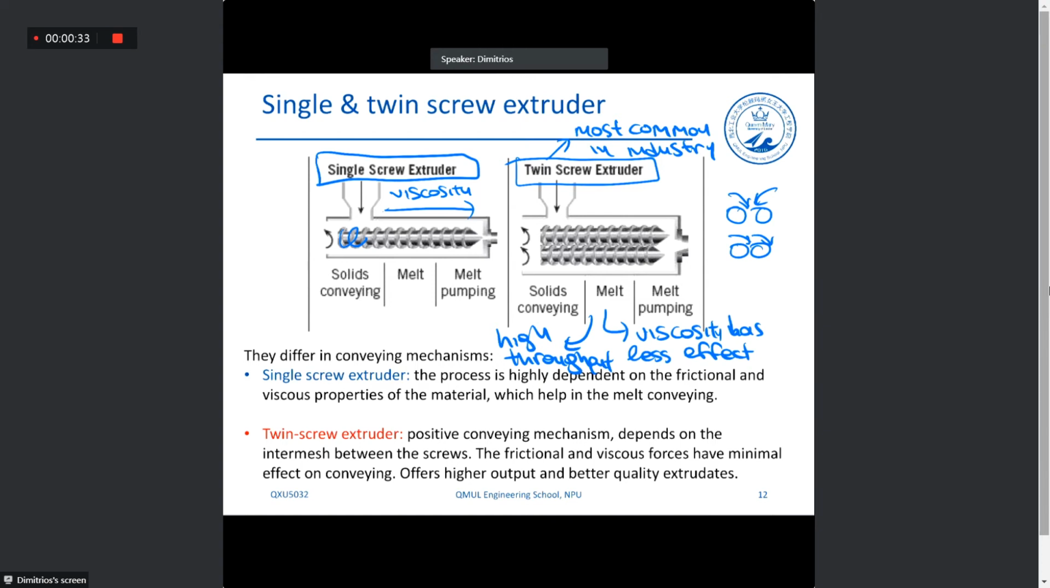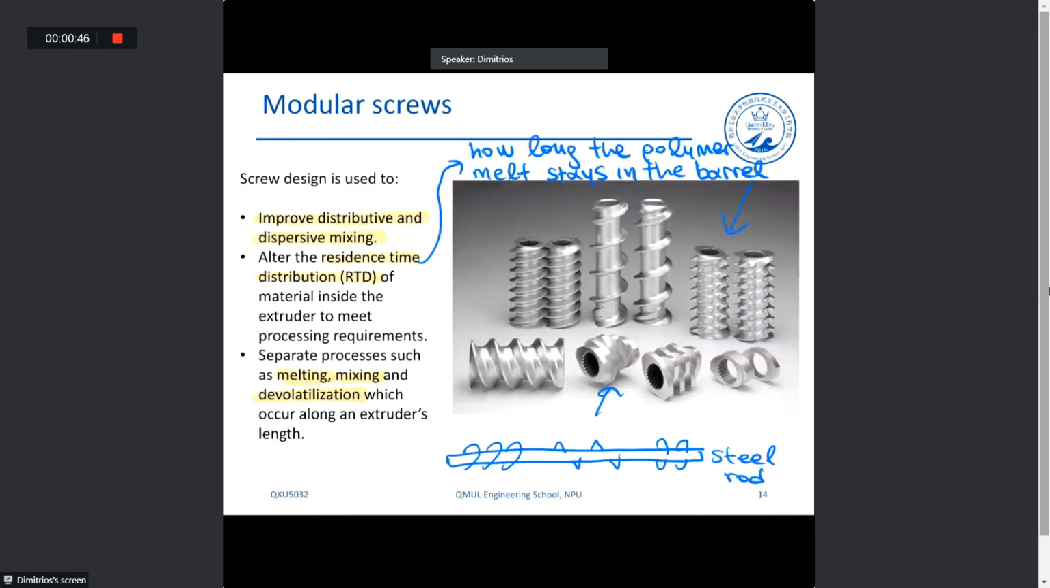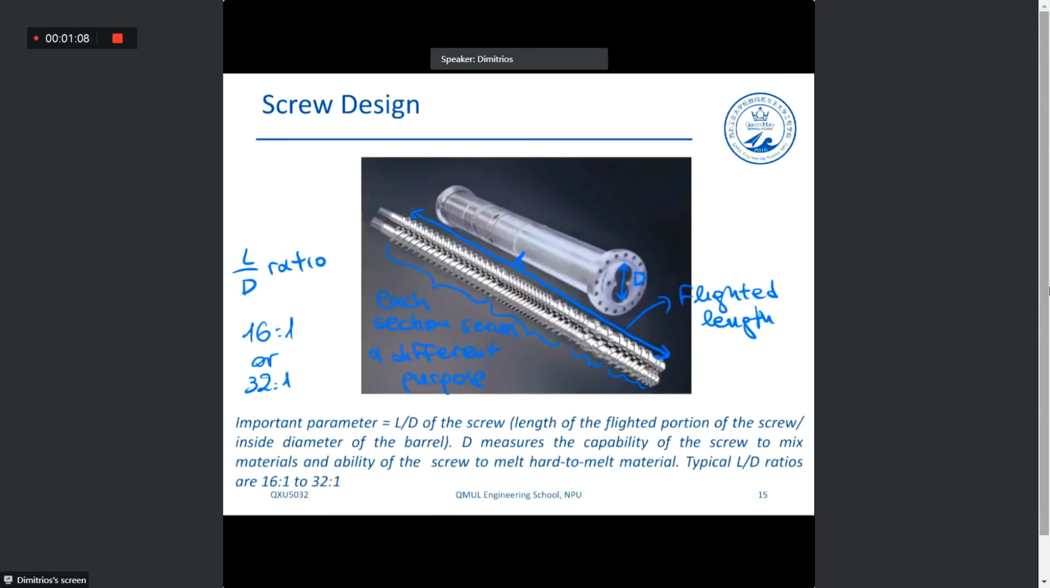The two major types of extruders, but the most common are twin screw because they have a high throughput and less effect of viscosity. The screws are modular, okay? How we design the screws in order to do different processes throughout the length of the extruder is something very important as well, because it alters what we call the residence time distribution. It's a whole kind of design. We won't get into details about that.